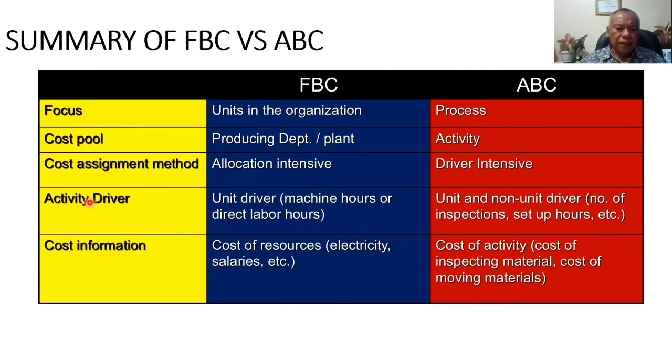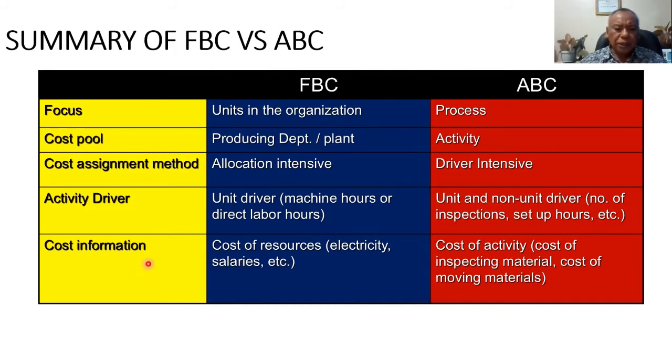And then the activity driver: in functional-based costing, we just use unit drivers, such as machine hours, direct labor hours. Actually, there are 5: direct raw material cost, direct labor cost, and units produced. But in activity-based costing, the activity drivers that we use can be unit drivers and non-unit drivers, such as number of inspections, setup hours, number of orders, and others.